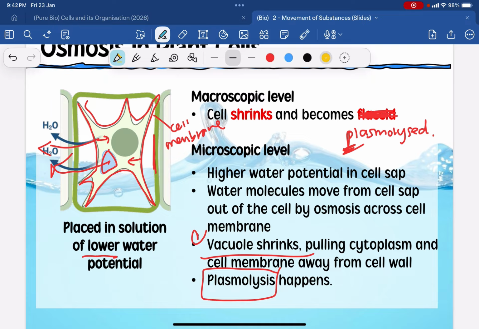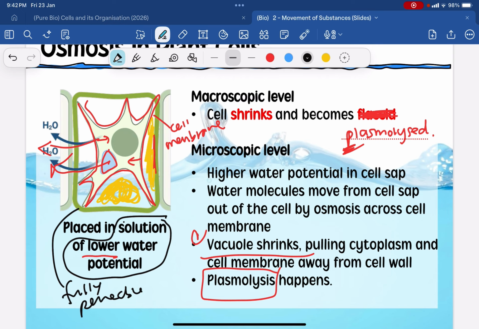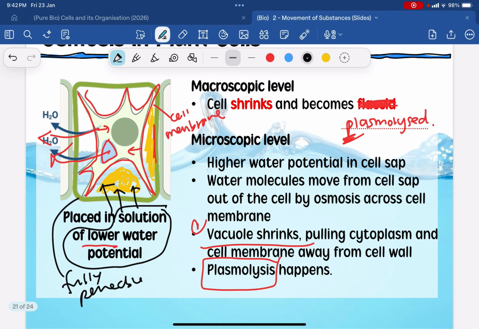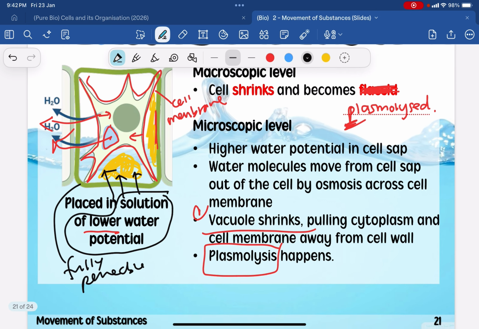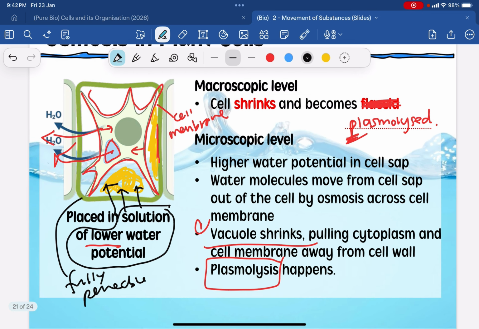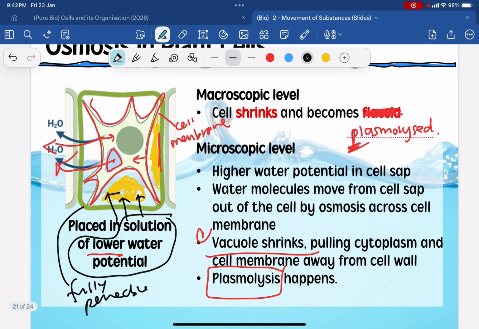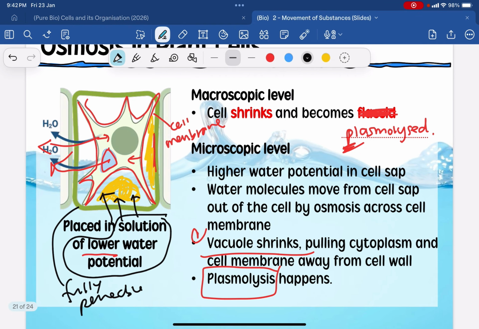Hence the next question, what is all these things here? Remember I said the cell wall is fully permeable. So if you are in a solution of lower water potential, it can enter the cell wall and it will be located here. It's a common question to ask what is located in between the cell membrane and the cell wall. Please take note that because the cell wall is fully permeable, the solution that the plant cell is immersed in will be located at the spaces there.